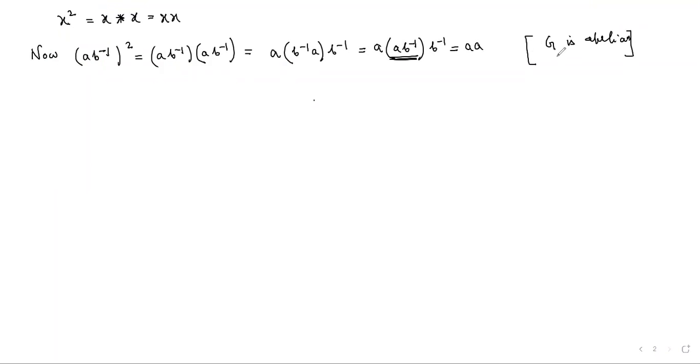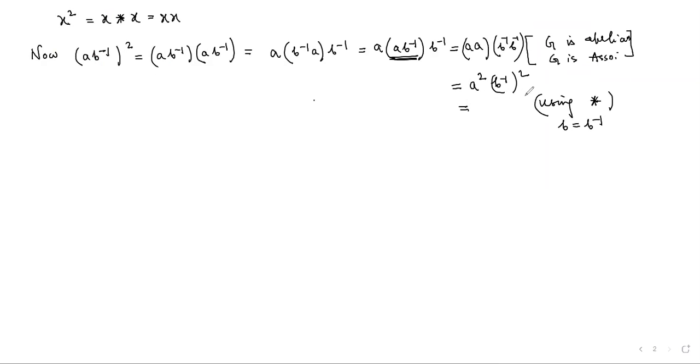And now again, capital G is associative, so we can write it as A into A and B inverse into B inverse. Okay, now A into A, by usual notation, is A square, and B inverse into B inverse is B inverse square. But using star, you see that B is equal to B inverse. So in place of B inverse, I can put B. So we actually get A square, B square.